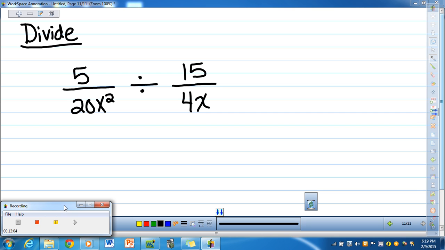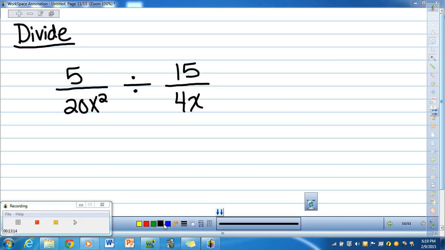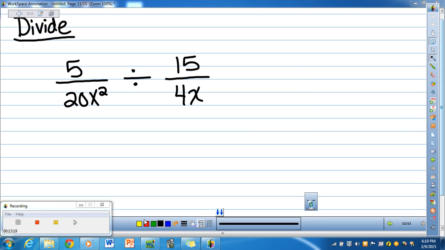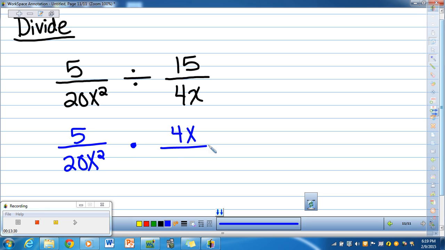Now let's look at a division problem that involves rational expressions. Similar to the first step we did in the last problem, we are going to rewrite this as a multiplication problem using copy, dot, flip. Copy the first fraction, change to multiplication, flip the second fraction. Now before we multiply across the top and multiply across the bottom, let's look for those common factors that may be able to be canceled out.